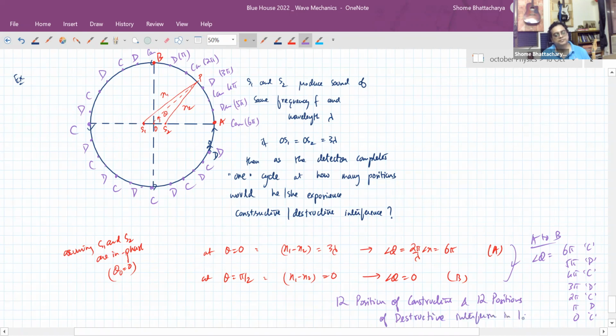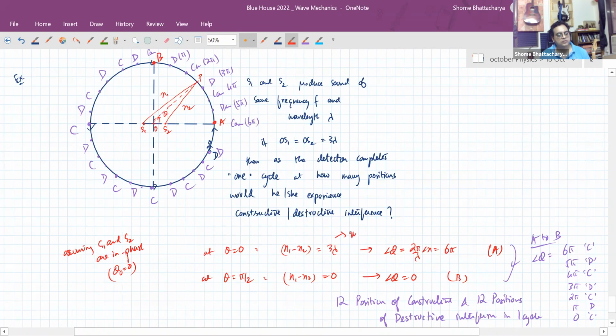In one cycle, theta is the angular position of any point. Theta is just this angular position. So theta equal to 0 corresponds to this point A, where the path difference is maximum.